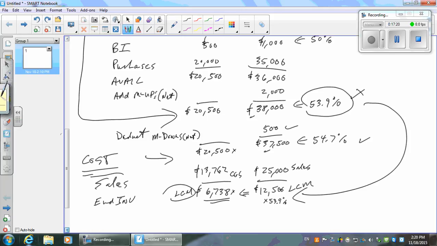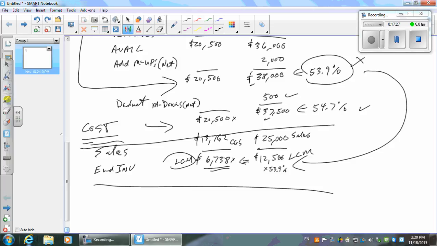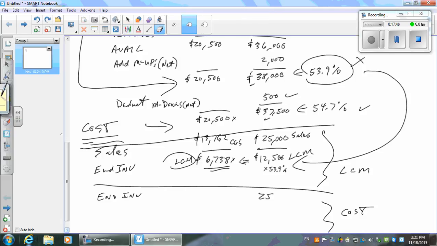Let's switch to cost now. Let's do exactly the same thing. What if I wanted my inventory instead of at lower of cost or market? Okay, all that's lower of cost or market. Let's do the same thing at cost. I'd subtract those sales and I would get the same ending inventory, correct? What would that ending inventory be? Whoops, sorry, you subtract 25,000 sales, you get 12,500. It'd be the same 12,500, wouldn't it?